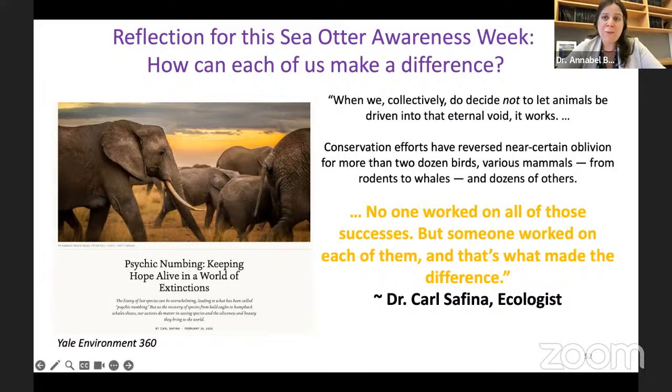So this Sea Otter Awareness Week, I really urge you to think about how you can maybe make a difference to the species or ecosystems you care about. And if we all do that collectively, hopefully that will make a big difference.